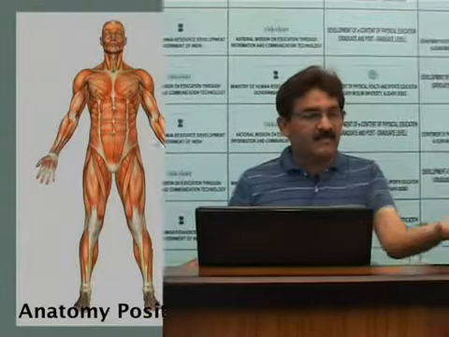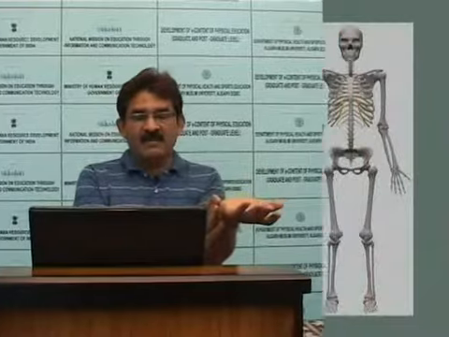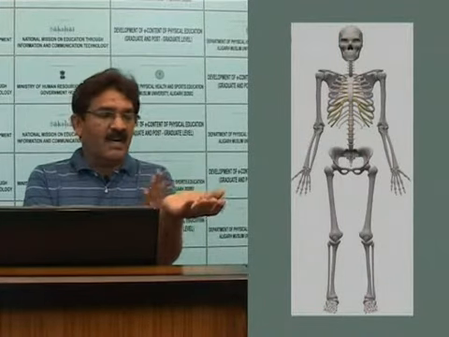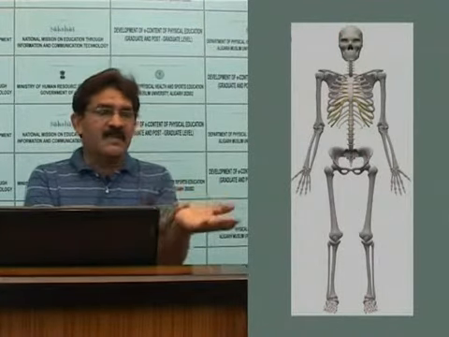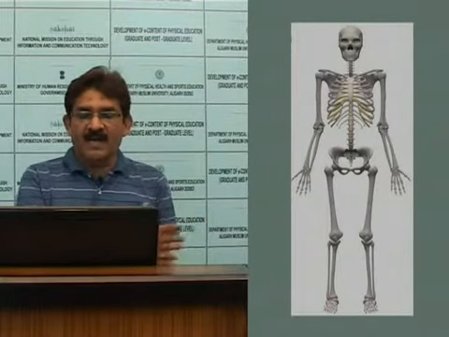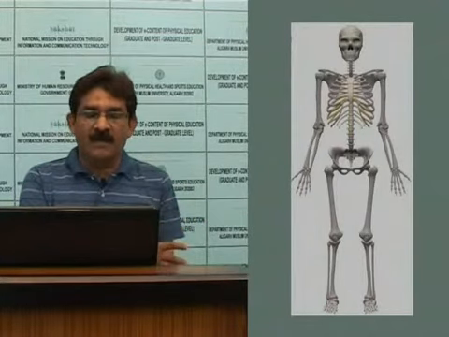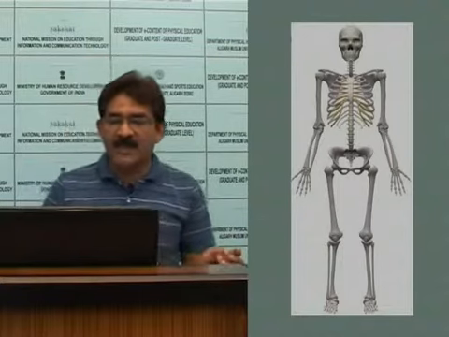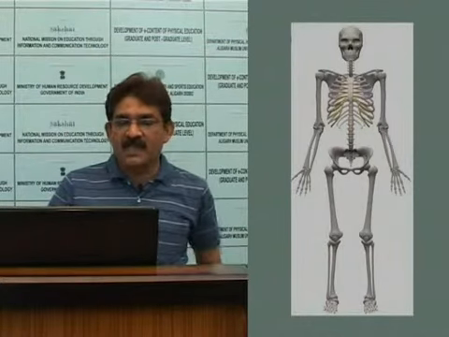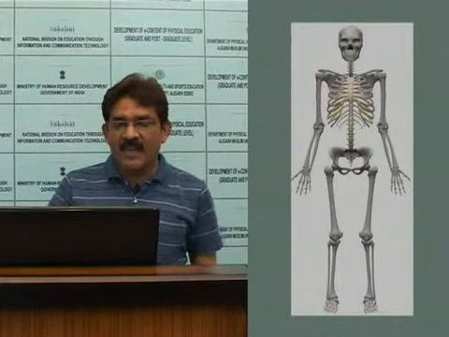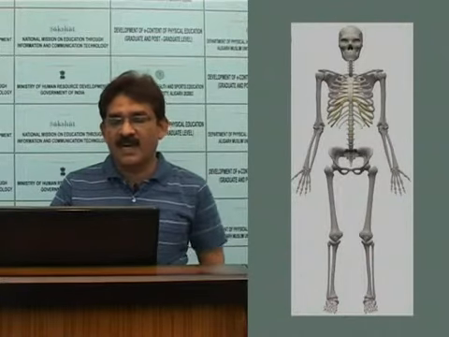Ulnar side means this is the ulna and this is the radius. Ulnar side means inner side, and radial side is the outer side at the side of the thumb. And tibial and fibular. Tibia is the lateral side and fibula is on the medial side of the body.